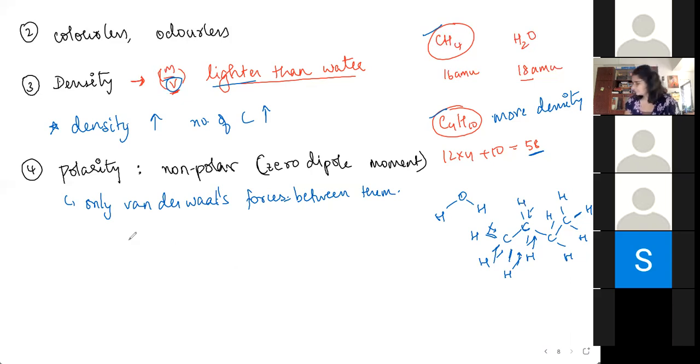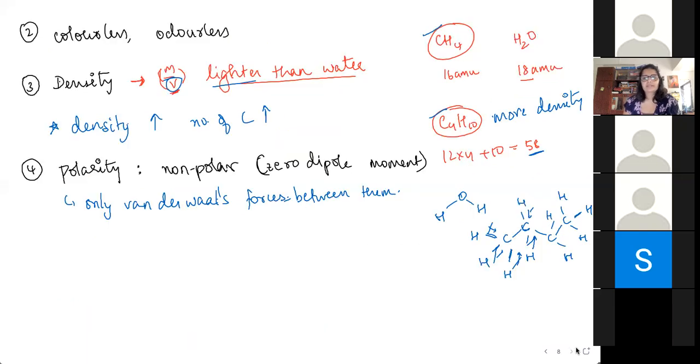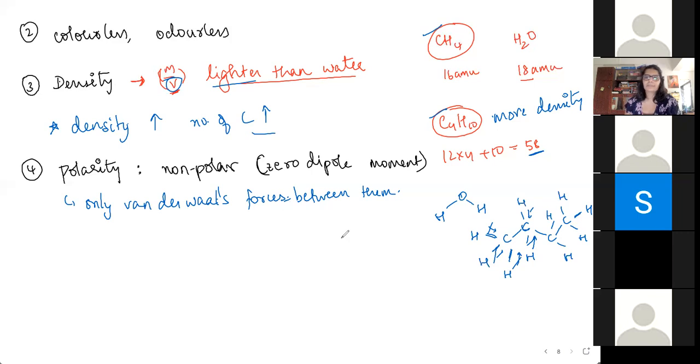Okay, so these are the four physical properties we'll talk about. Melting point and boiling point relate to the physical states of things. And they're colorless, odorless, non-polar. Density, they're much lighter than water. Within alkanes, density increases as the number of carbons increases. Okay. Cool. So note this down.